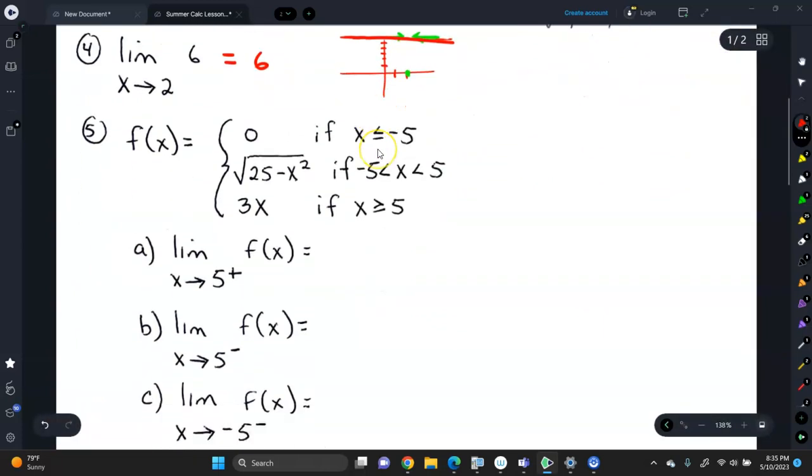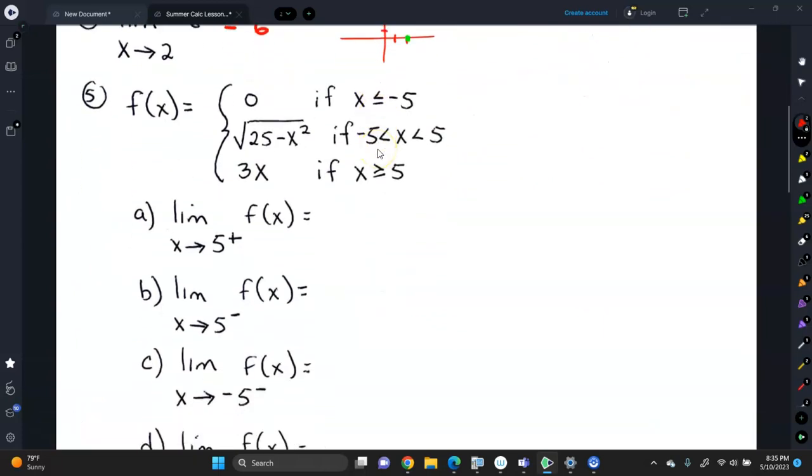So we have a piecewise function. The first part of it is looking for the limit as x approaches 5 from the right. That's what that little plus sign means, from the right. So that means as x approaches 5 from x values that are greater than 5. So that means we're looking at this part of the piecewise function because this is where x is greater than 5. So we're using this function. That means we're going to still do our direct substitution, and we get 15.